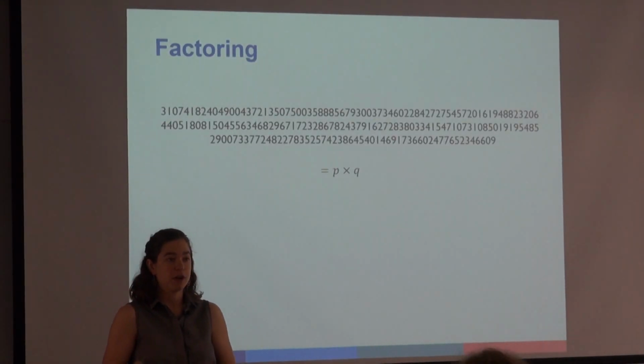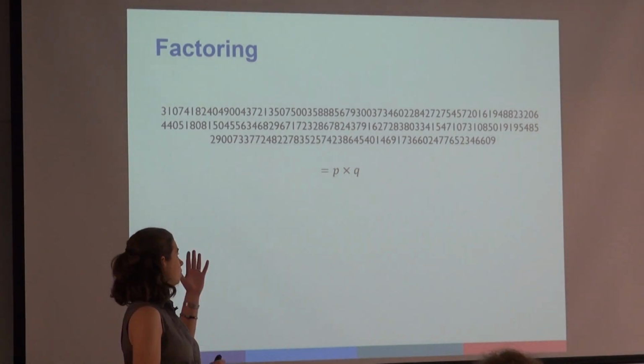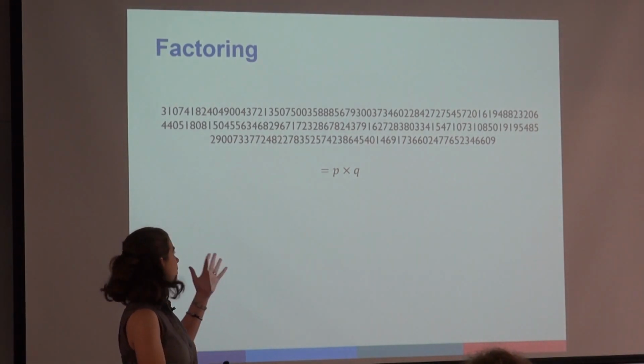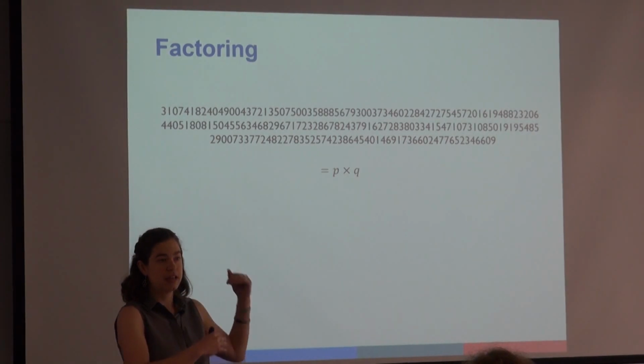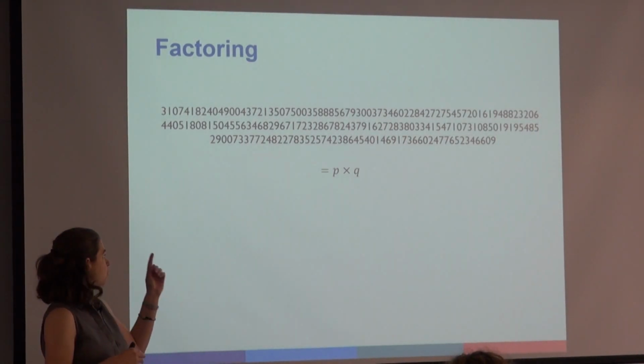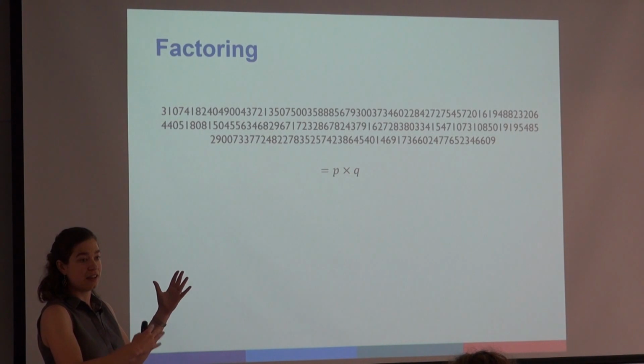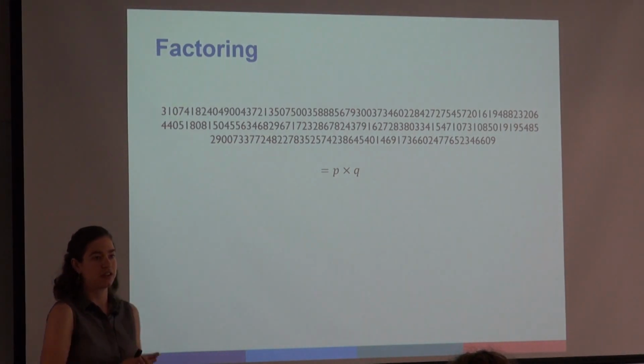Factoring is the following problem. You're given some integer, a very, very large integer. And the problem is to figure out what two other integers multiply to the original integer that you're given.